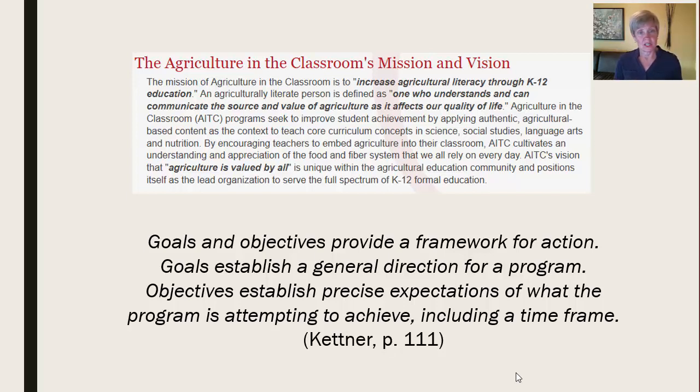Goals establish a general direction of the program. Objectives establish the precise expectations of what the program is attempting to achieve, and it includes a time frame, which they talk about in initial, intermediate, and long-term outcomes, and we'll get to that in just a minute.